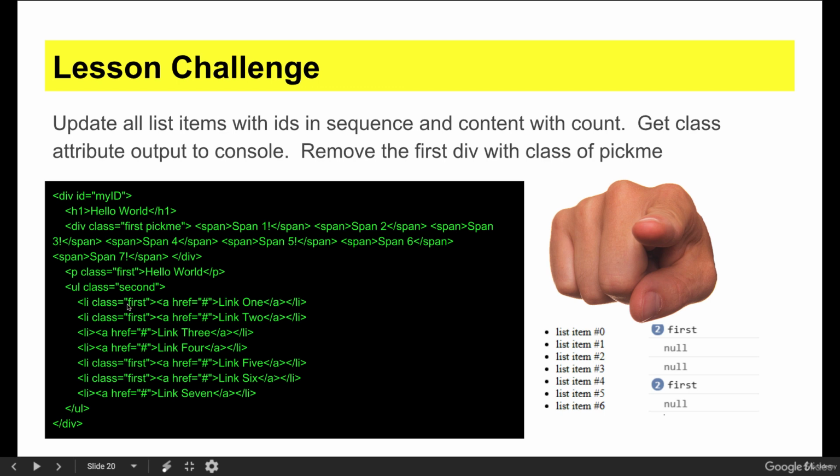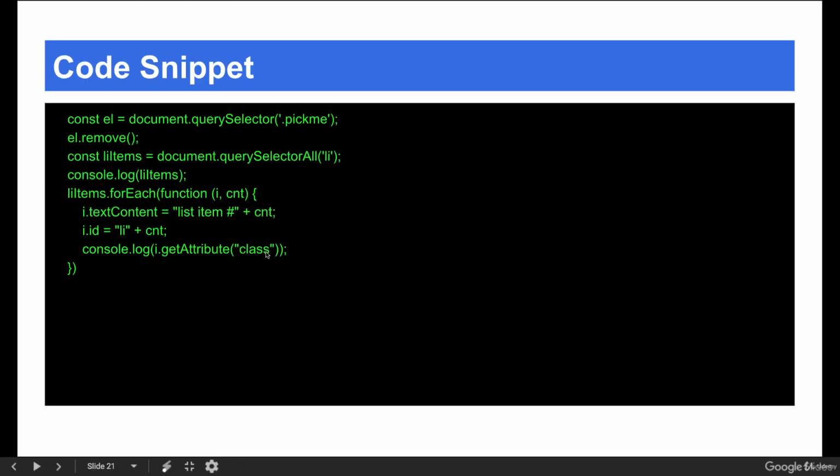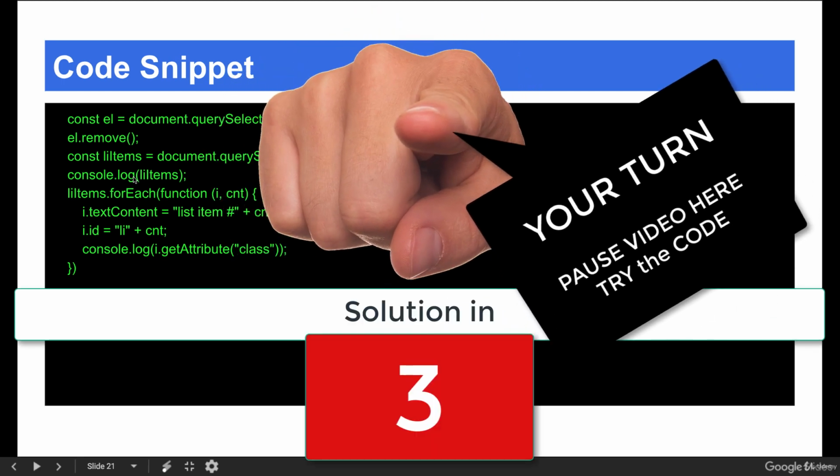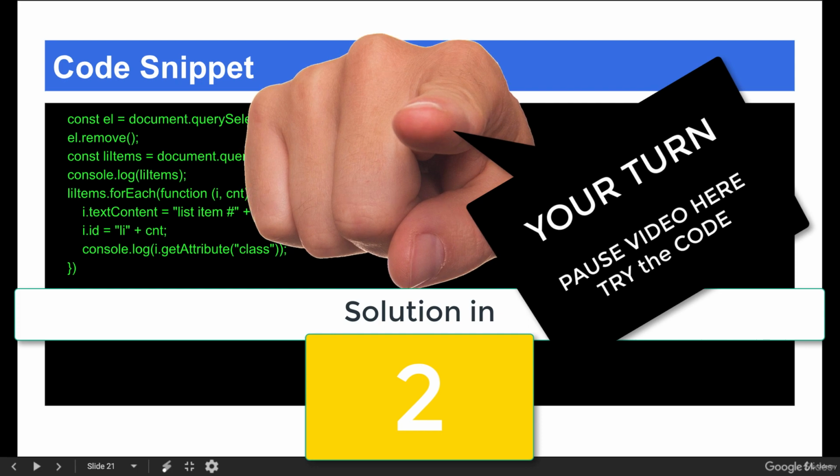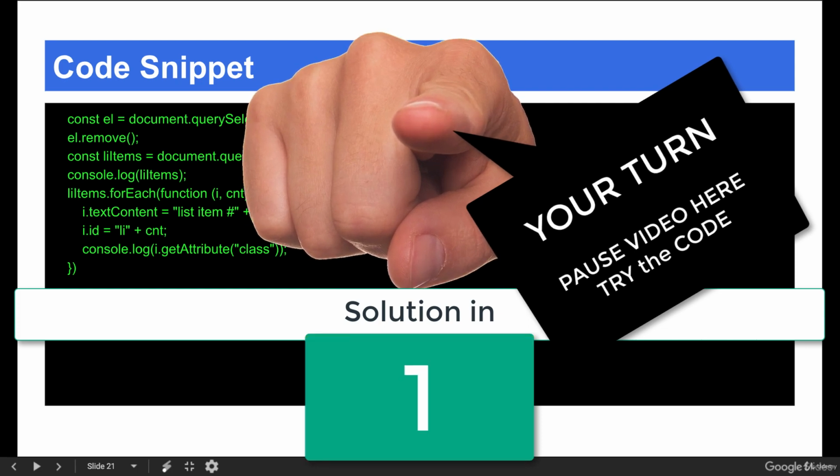So we're getting the attribute class, and we're going to output them if it does have it, so first. And then we're also going to remove the first div with the class of pick-me. So there's quite a bit to this challenge. I'll give you a sneak peek at the code, and there really isn't a lot of code in order to accomplish this. It's just a few lines of JavaScript, and as you can see, there's quite a bit you can do with JavaScript. So pause the video, try it out, and I'll walk you through all of what we've covered in the earlier part of this lesson.